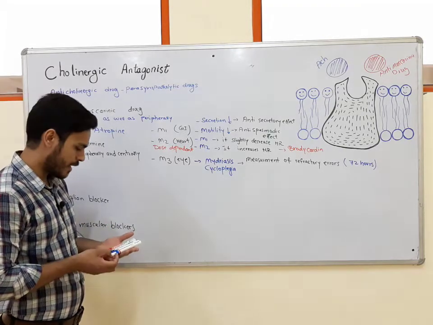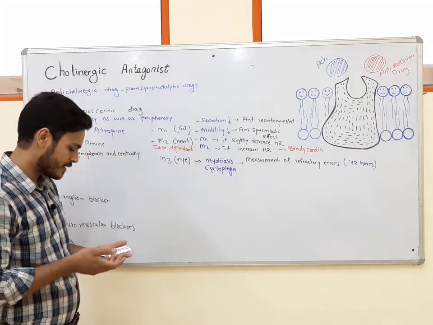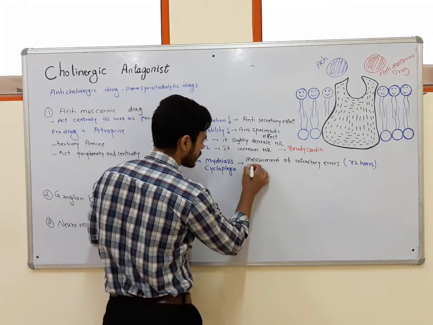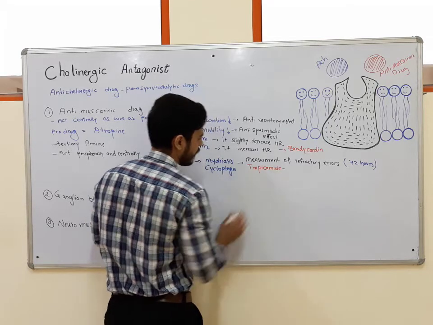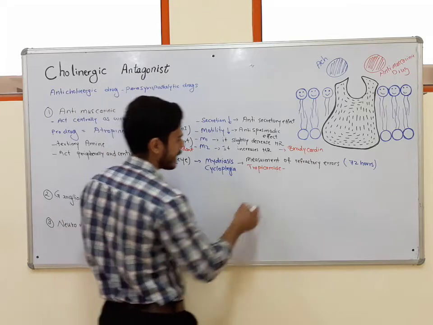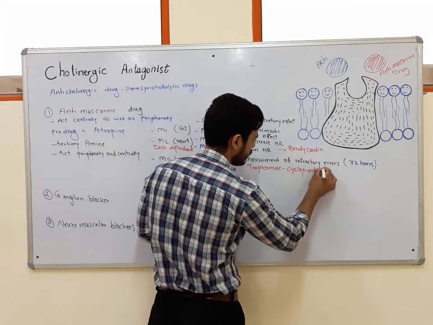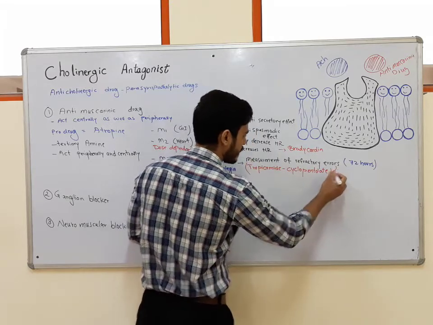Instead of atropine, we can use some other drugs which have short duration of action. For example, we can use tropicamide. We'll talk about these drugs. We can use tropicamide as well as another drug which is cyclopentolate. We can use these drugs for measurement of refractory errors.